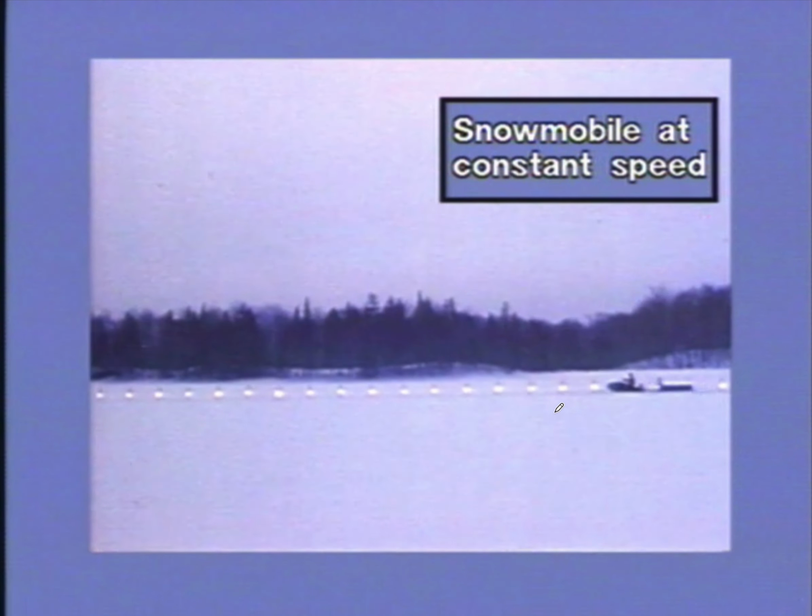All right, take a quick look at this one. The idea here is that once you launch a projectile, its horizontal velocity remains constant. So in this case, the snowmobile is going at a constant rate this way, and the horizontal velocity of the flare is also the same, and that's why it lands at the same spot it was launched.